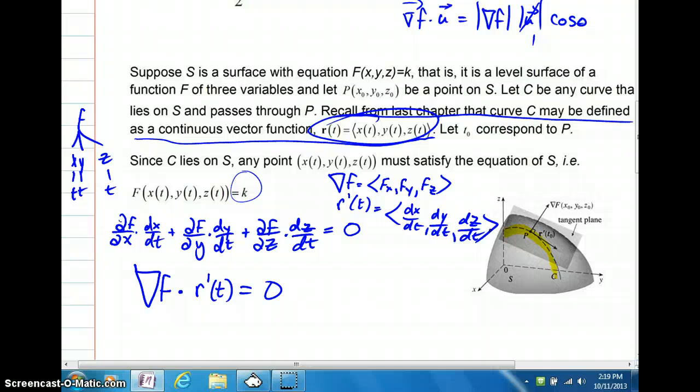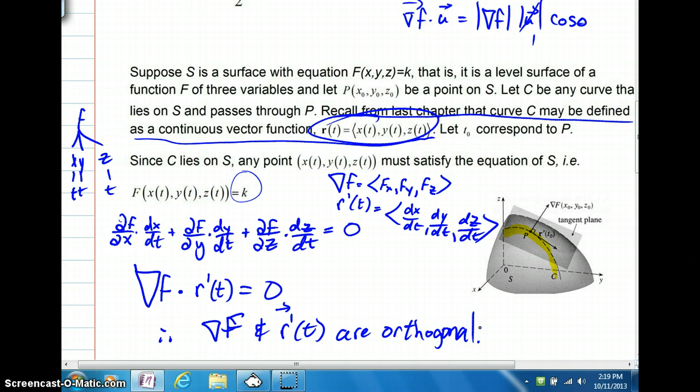Unbelievable. Wait a minute. Hold on a second. Now for the ultimate: dot products equaling 0. We're going back 2 chapters now. When the dot product of 2 vectors equals 0, that means that your 2 vectors are what? Orthogonal. Wow. So therefore, gradient of f and r prime of t are orthogonal, or if you'd rather, perpendicular. The words mean exactly the same thing.